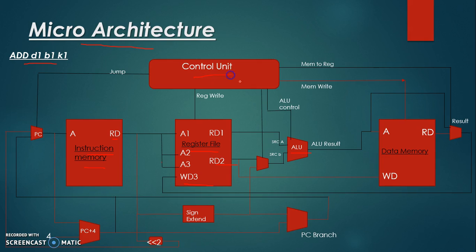The control unit tells us that it is an add operation, and then we perform the add operation on the values stored in B1 and K1 and store it in the ALU result. This ALU result is then given back to the register file to store at its destination register, that is the D1 register. Now after this instruction has been completed, the PC is incremented by 4 and we can fetch the next instruction. So all the black lines show us the control path of this add instruction.